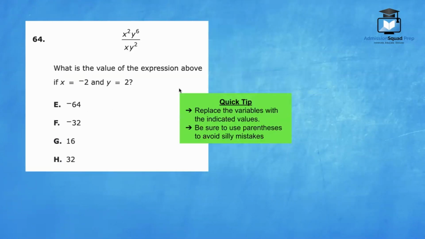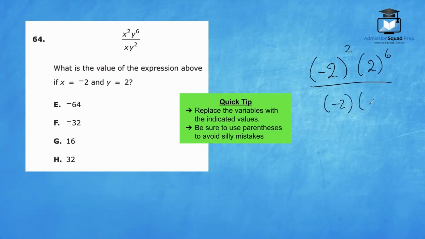Question number 64. What is the value of the expression above if x equals -2 and y equals 2? Since we're evaluating expressions here, we can simply replace the variables with these indicated values. So we have -2 to the second power times 2 to the sixth power divided by -2 times 2 to the second power. Let's see what we can cancel out. There's 2 2's down here at the bottom.